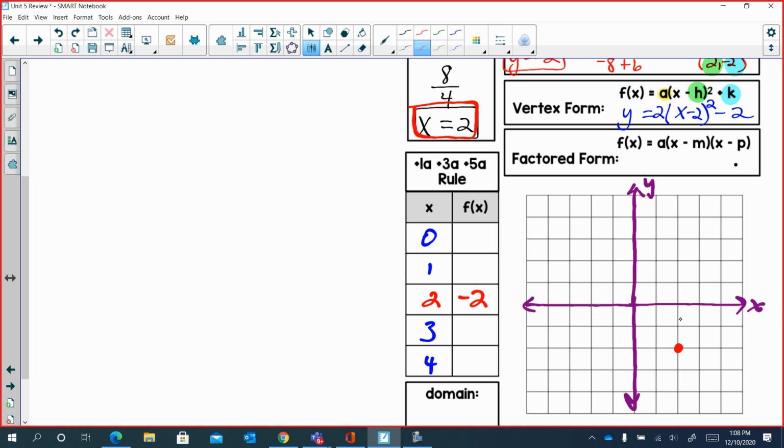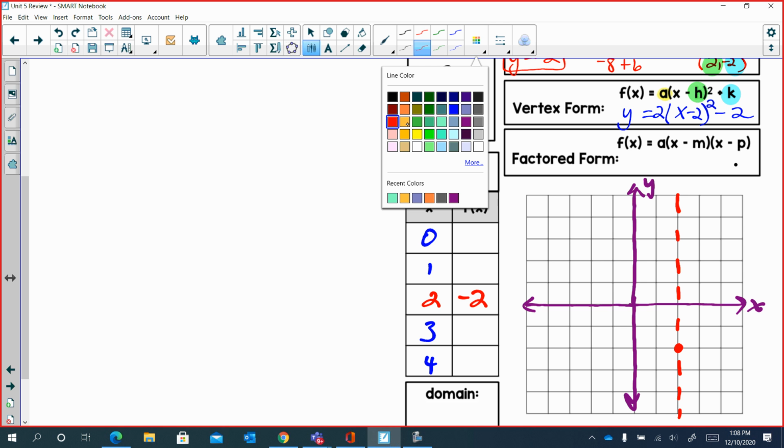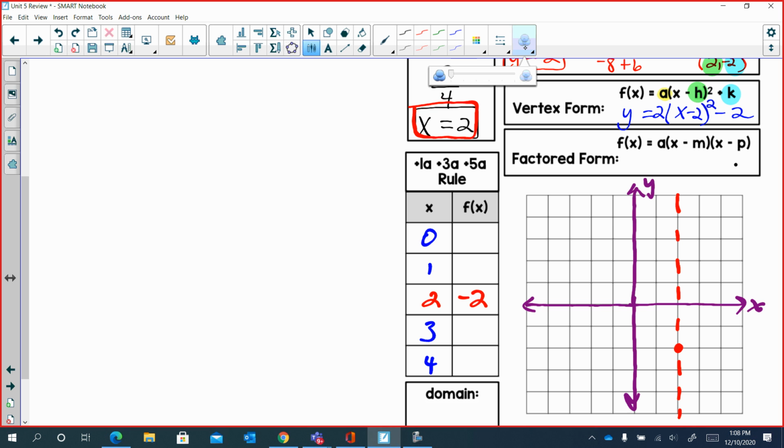Then we're going to put our axis of symmetry. So I'm going to make this dashed vertical line. Okay. All right, I'm going to put what the A was. You told me A was 2. So what is 1A going to be? If A is 2, what is 1A? Oh, 1A means you're doing 1 times 2. Okay, so we get 2.